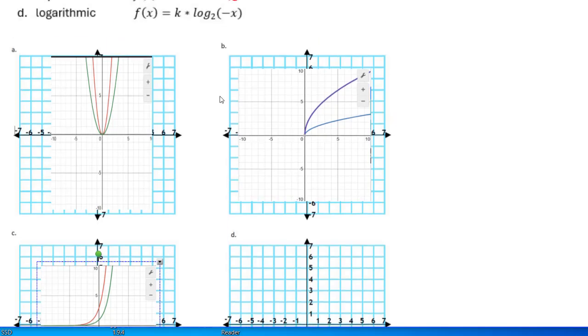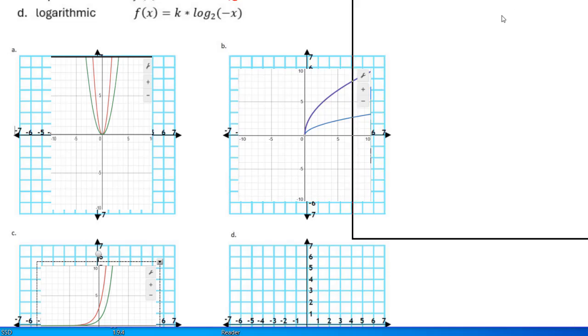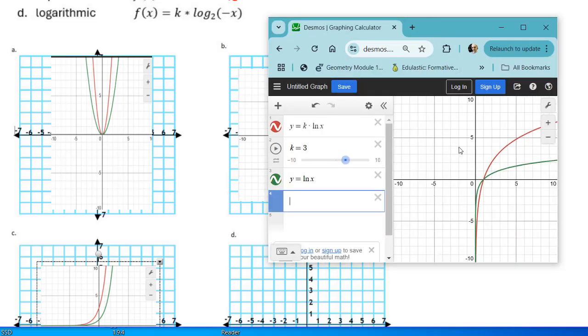Okay. And the last one, k log base 2 of minus x. Oh, I don't think I graphed that one either. But I guess I changed my slides. But here is k log natural x. So I'm going to fix that up here in a second. But you can see again, the base curve is the green one, log natural of x, and it goes through 1, 0, this spot here.